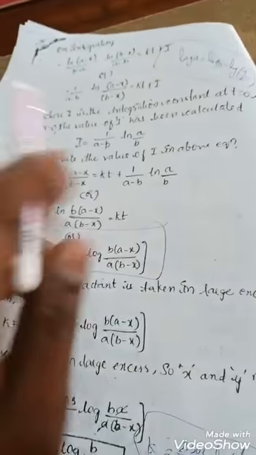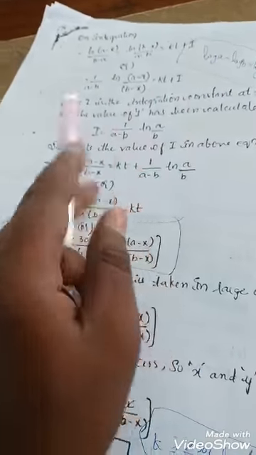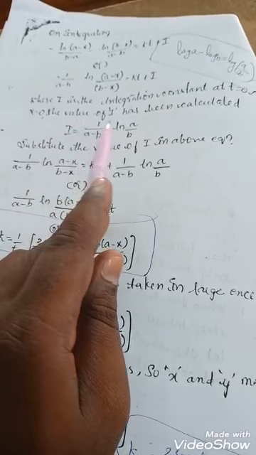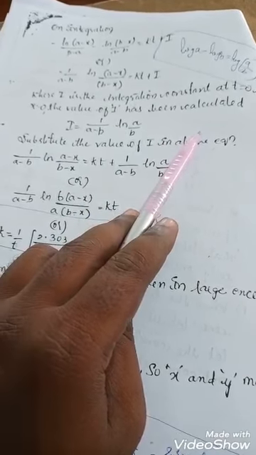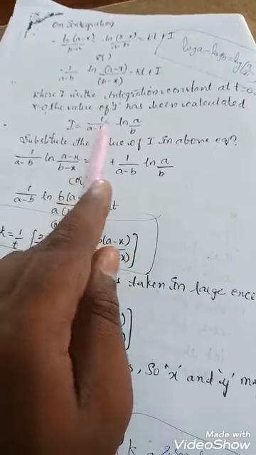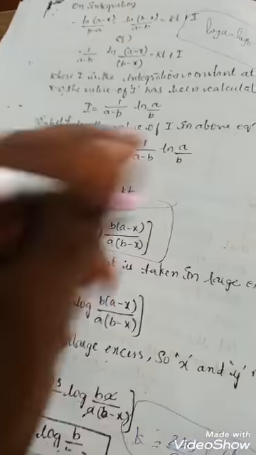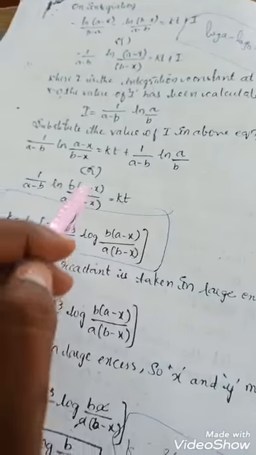Understanding students, we know that log a minus log b equals log a by b. Where I is the integration constant at t equal to 0, x equal to 0, the value of I has been calculated as I equal to 1 by a minus b ln a by b. Substitute the value of I in the above equation: 1 by a minus b ln a minus x by b minus x equal to kt plus 1 by a minus b ln a by b. You know that.